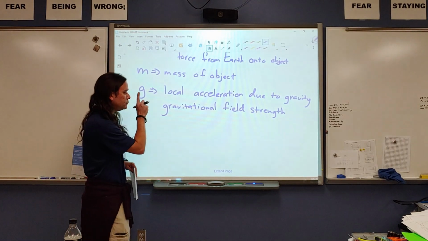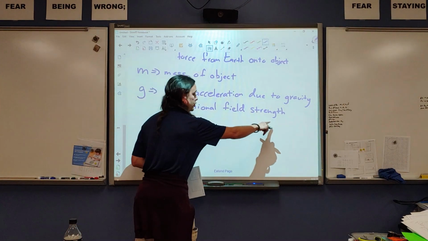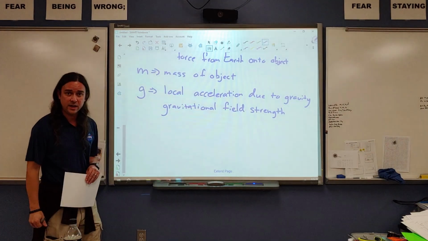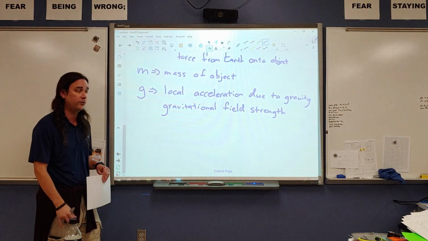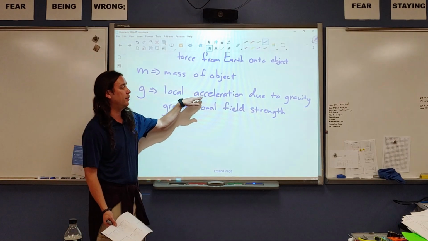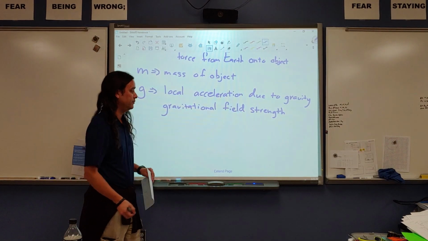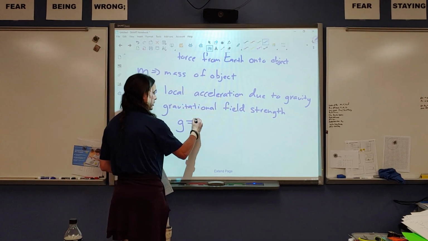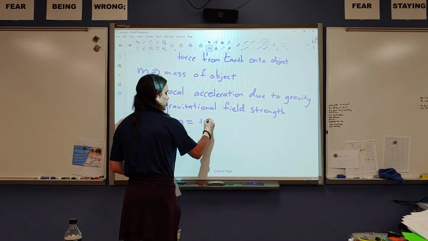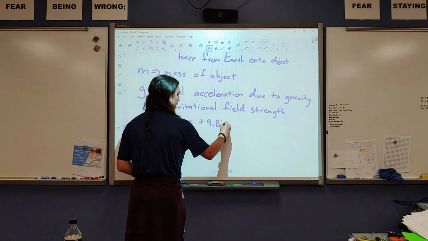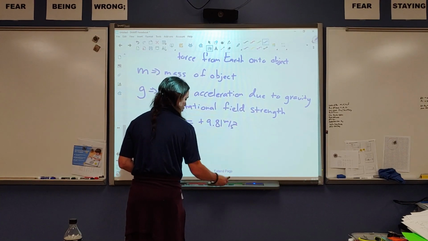That being said, the technical term is the gravitational field strength. So the AP exam or some of your materials may make reference to that term. That's just another way of referring to the acceleration due to gravity. Whenever you see G, little g, in an equation, it should be positive 9.81 meters per second squared.